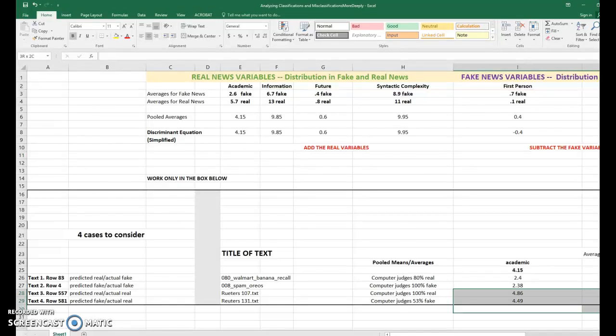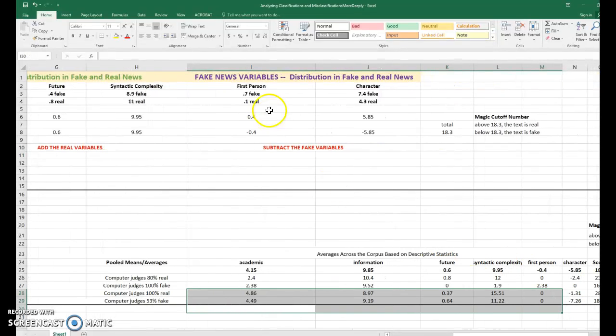If we go over here, we can see the distribution of the fake variables. In first person, in fake news, first person distributes about 0.7%, and in real news, about 0.1%. Character distributes about 7.4% on average in fake news, and in real news, 4.3%.